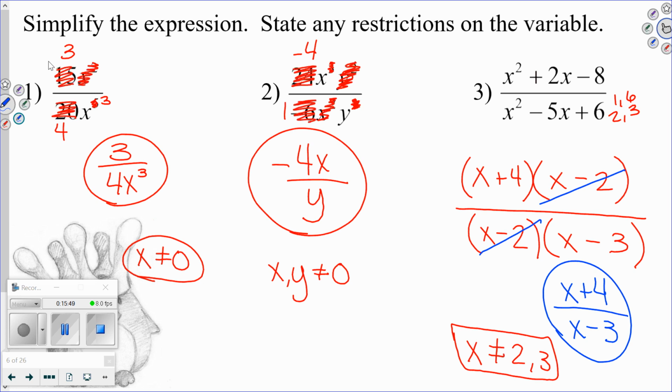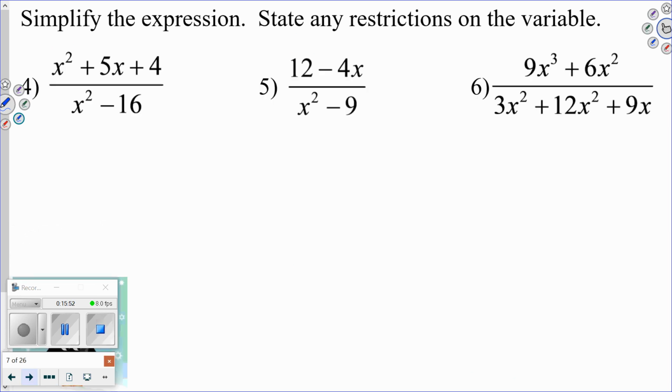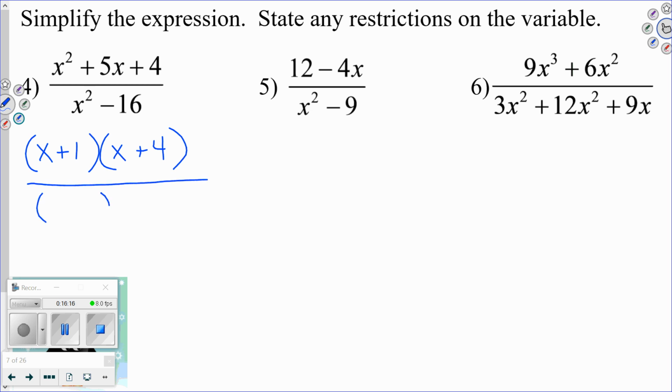Question so far? All right, number 4. Step 1, factor. Does the top factor? How's the top factor? Good, x plus 1, x plus 4. Those of you who are good at factoring, you probably like this chapter. Those of you that stink at factoring, are really slow, you're not going to like this chapter. How's the bottom factor? Good, x plus 4, x minus 4. So that was step 1. What's step 2?